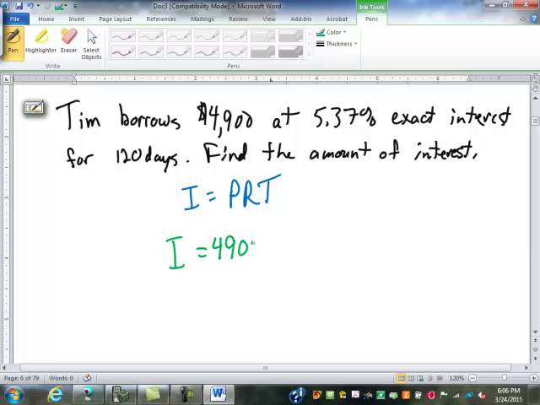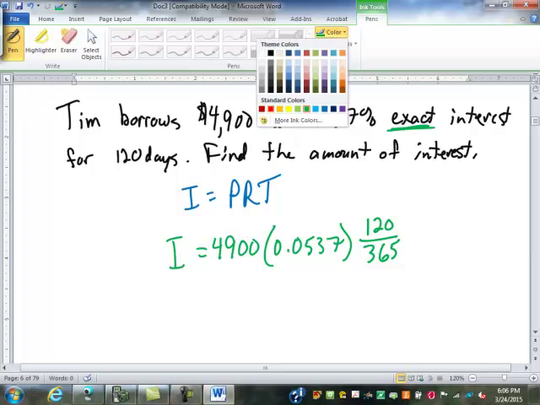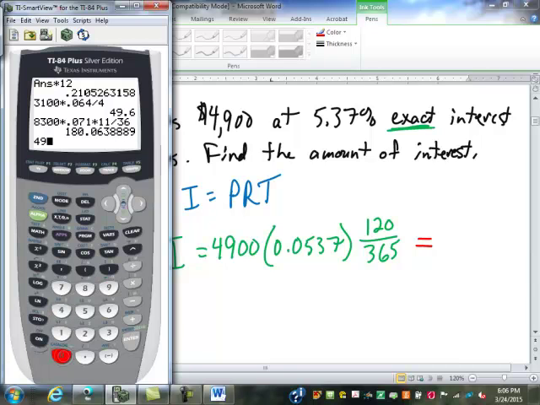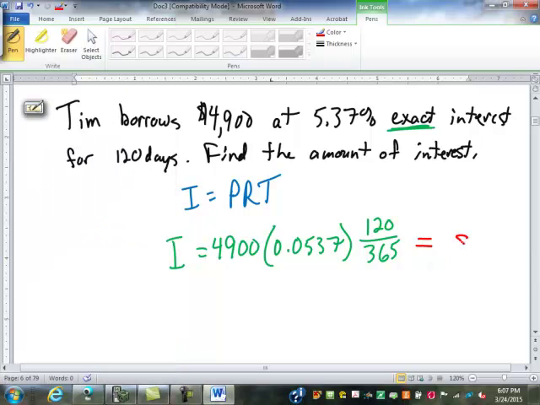Perfect. Principal is 4,900. The rate is 0.0537. That's the 5.37% as a decimal. Our days, now since it says exact, we're going out of 365, and it's 120 days. So 120 over 365. So now we'll punch it in. 4,900 times 0.0537 times 120 divided by 365. $86.51.